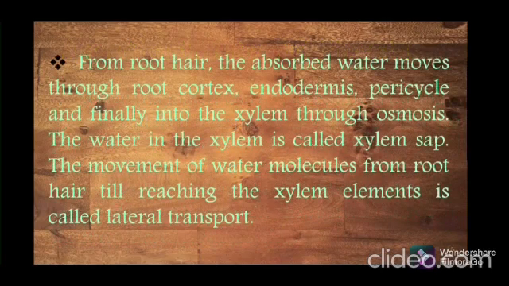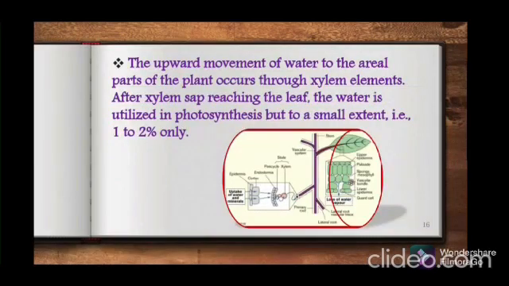From root hair, the absorbed water moves through root cortex, endodermis, pericycle, and finally into the xylem through osmosis. The water in the xylem is called xylem sap. The movement of water molecules from root hair till reaching the xylem elements is called lateral transport. The upward movement of water to the aerial parts of the plant occurs through xylem elements.